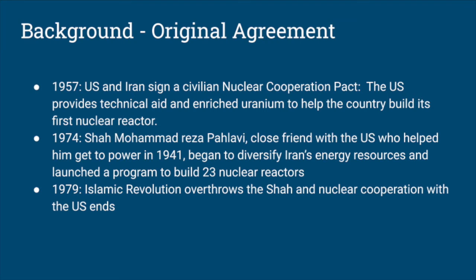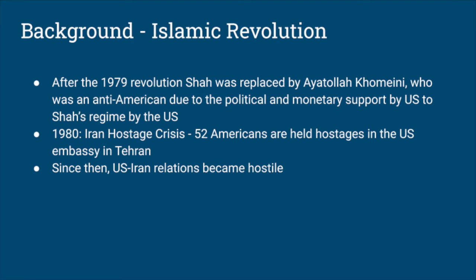However, in 1979, the Islamic Revolution finally reached its peak, and they overthrew the Shah. And then essentially the nuclear cooperation between Iran and the US ended. After the 1979 revolution, the Shah was replaced by Ayatollah Khomeini, who was anti-American because of how the Shah had received a lot of US monetary and political support throughout his 30-year reign.